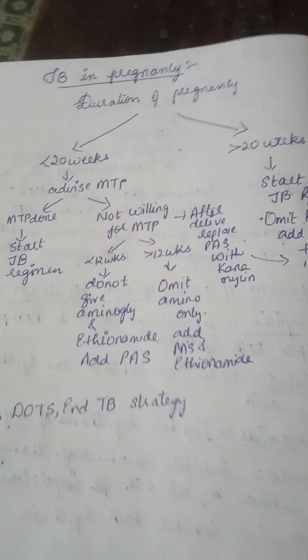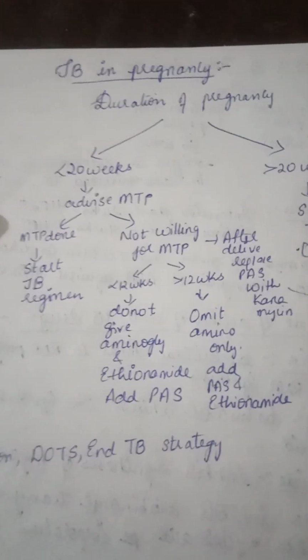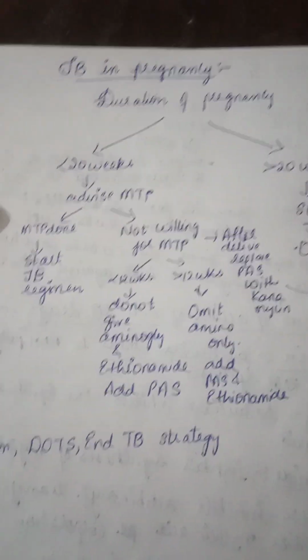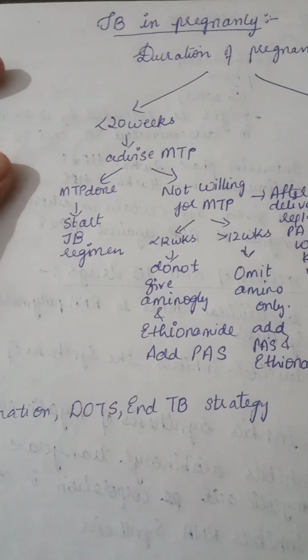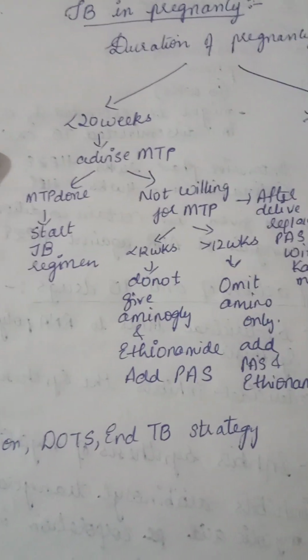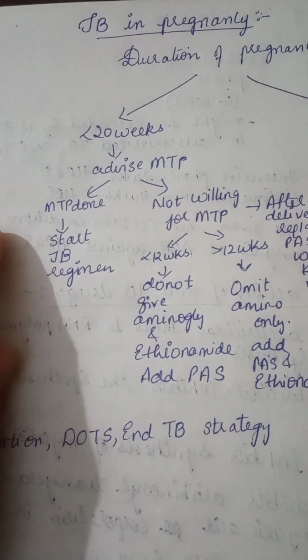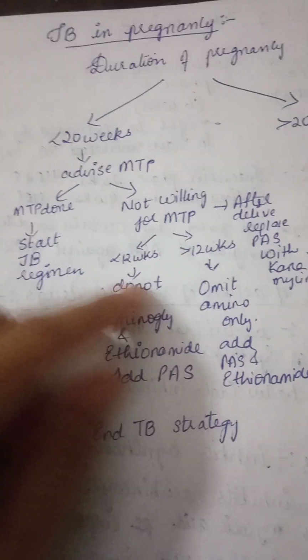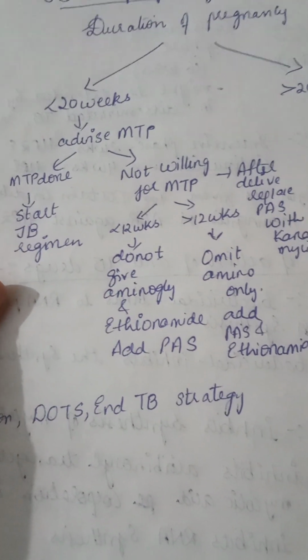Okay. Next, coming to the TB in pregnancy. Now, what will happen if a pregnant lady is having TB? What to do, how to approach? Now, first you got to see her duration of pregnancy, if it is less than 20 weeks or greater than 20 weeks. If it is less than 20 weeks, better advise medical termination of pregnancy. Now, if she is willing, then do it and start TB regimen to the mother. Next, if she is not willing for MTP, then look at the duration of the gestational period.